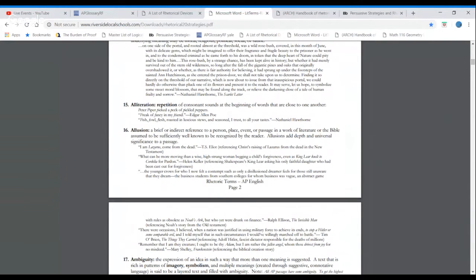Allusion, a brief or indirect reference to an individual, place, event, or passage in a work of literature or the Bible, assumed to be sufficiently well known to be recognized by the reader. Allusions add depth and universal significance to a passage.